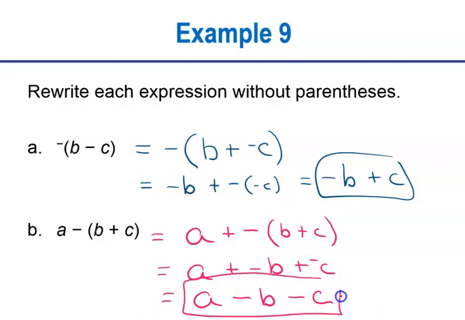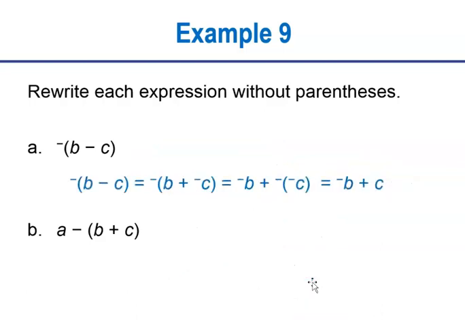I'm curious to see how the typed up answer played out for that one. Okay, just to recap with the typed up version, the negative out front, remember you change your subtraction to addition, and you change the sign of the next number. Then this negative that's out front goes inside with each, and then we end up with the answer that we had, which was negative b plus c.